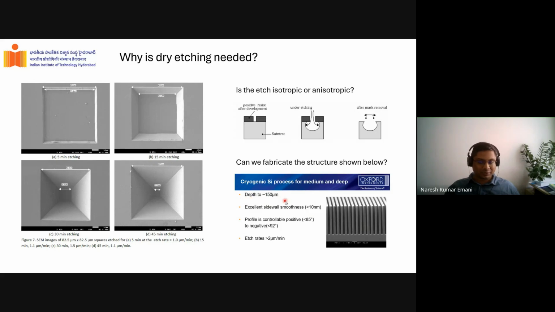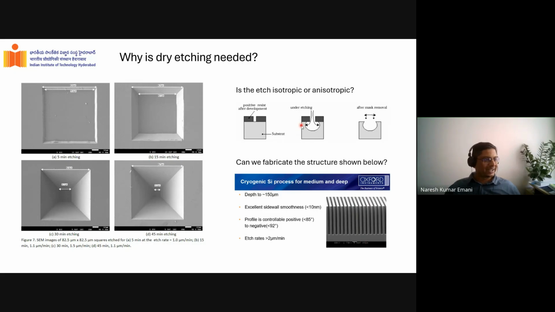If you look at the depth of this, I can't clearly show you, but this is taken from Oxford, which is an etching machine that we have here. So I've taken it from their slides. Essentially what you see is about 150 microns of etch depth, and the sidewalls are extremely smooth. You have almost nearly vertical sidewalls, basically almost 90 degrees. The etch rate is about 2 microns per minute. So if you want 150 microns, you'll have to etch at least for 75 minutes or so. So you etch for a long time and you get something like this.